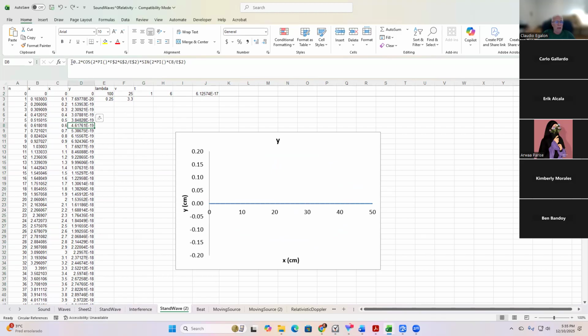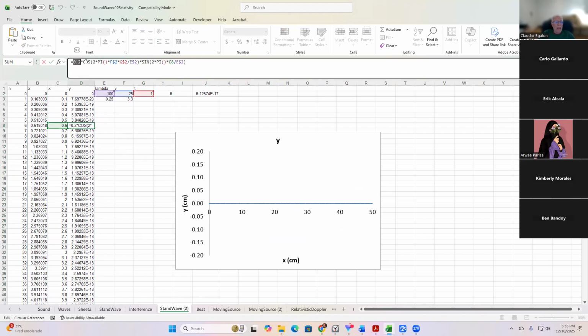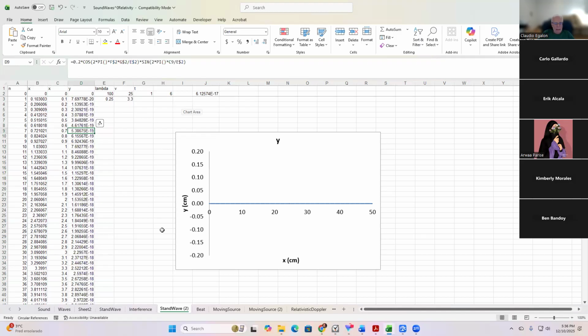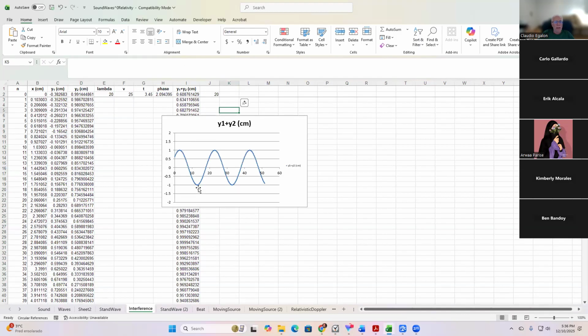Look what I have here in my equation. I have the amplitude, I have the cosine term with 2 pi f t, where f is the frequency and t is the time. And then I have my sine term, 2 pi over lambda x, where lambda is the wavelength. Okay? And let's take a look at this one.